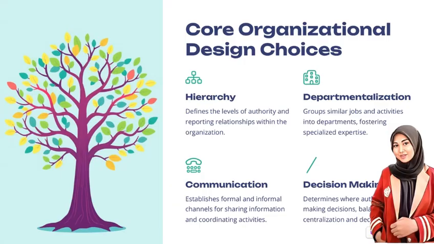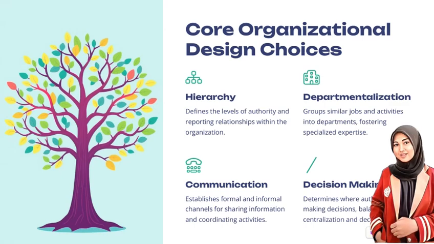Core organizational design choices outline the fundamental elements that shape how an organization operates and achieves its goals. These choices include the following. Hierarchy. Hierarchy refers to the levels of authority within the organization, defining who reports to whom and establishing clear chains of command. It helps clarify roles and responsibilities, ensuring accountability across different levels of the organization.